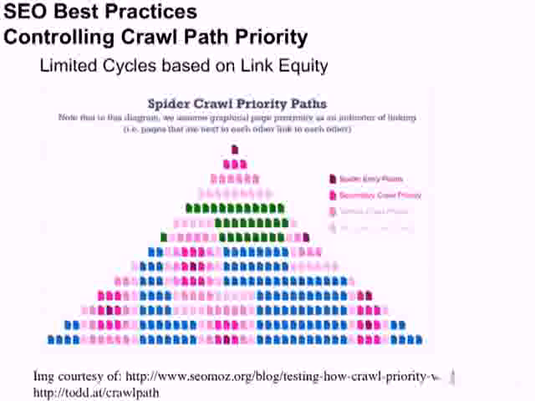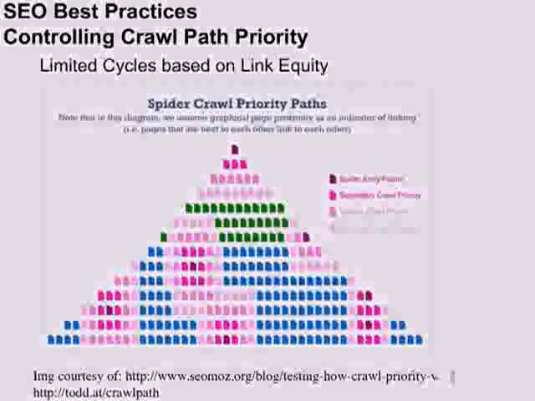Most importantly, it limits the crawl cycles based on link equity. If I have a 500-page website and I'm getting 100 crawl cycles per month, or maybe 10 per day, I may be wasting 8 or 9 of those, or even 3 or 4 of those on a page that's duplicate, that's not important to my website, that I should be blocking with robots.txt or redirecting somehow.